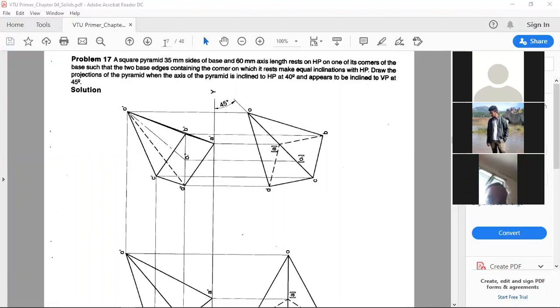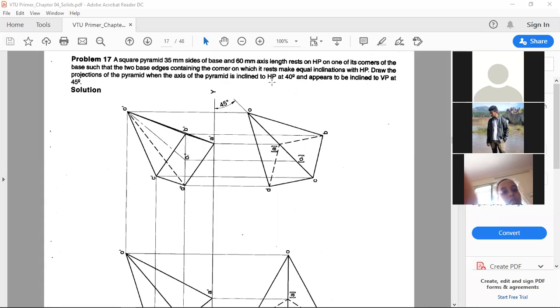So first, is it a prism or a pyramid? We need to find out. If it is a pyramid, then the front view of the pyramid looks like a triangle. When you look at this, the problem is given as a square pyramid, with 35 sides of base and 60 axis length.